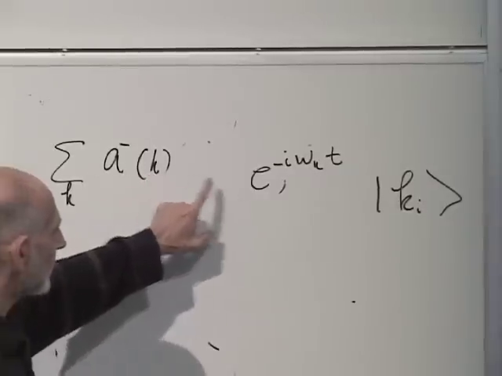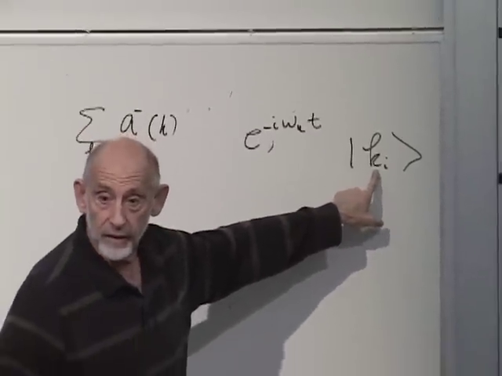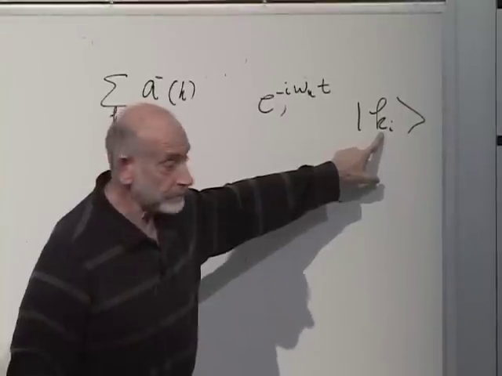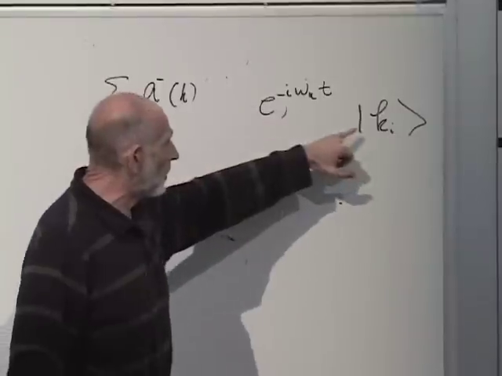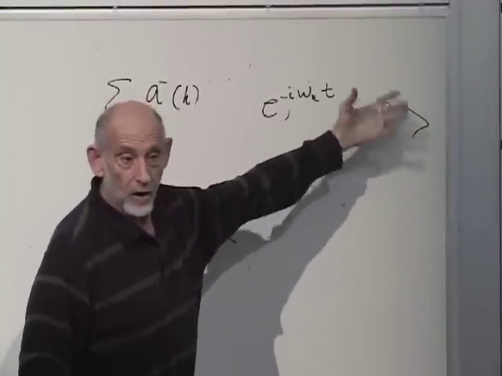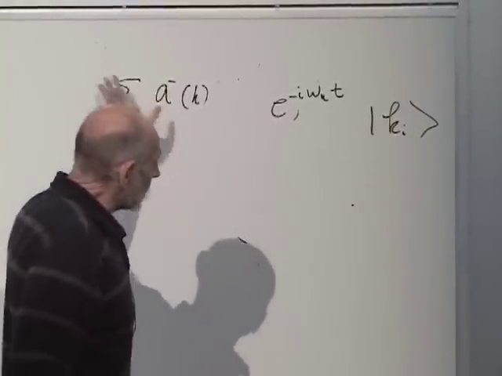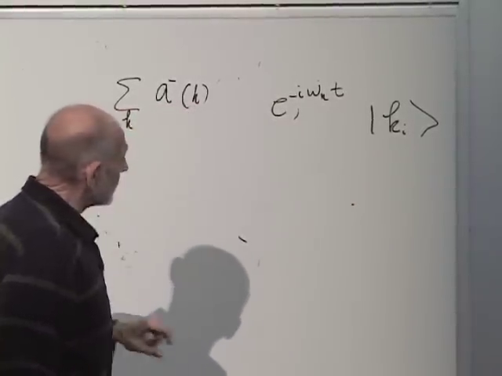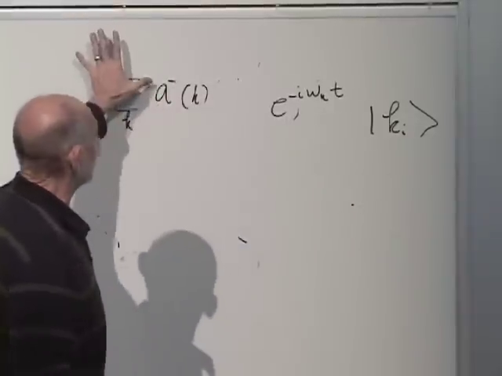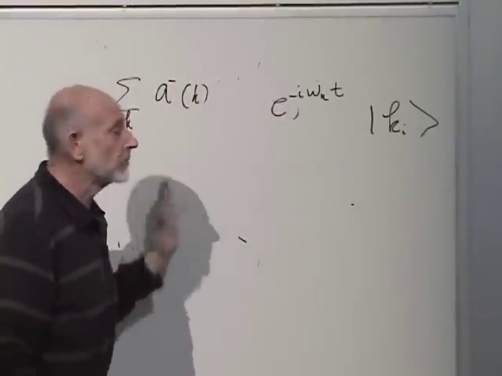Only when k is equal to ki will we get anything. Right? Why? Because the annihilation operators give 0 when they act on states where there are no particles. The only particle around has momentum ki, and so only when k is equal to ki do we get anything. But nevertheless, let's leave it in this form just for the moment.